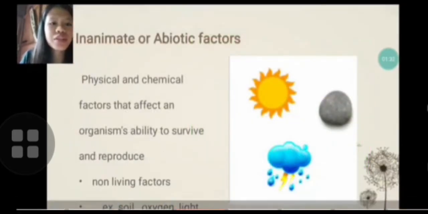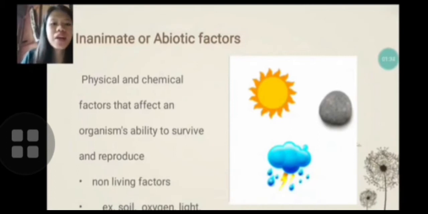Inanimate or abiotic factors are physical and chemical factors that affect an organism's ability to survive and reproduce. These are non-living factors, for example soil, water, and sunlight, which gives energy to plants, and soil with nutrients.